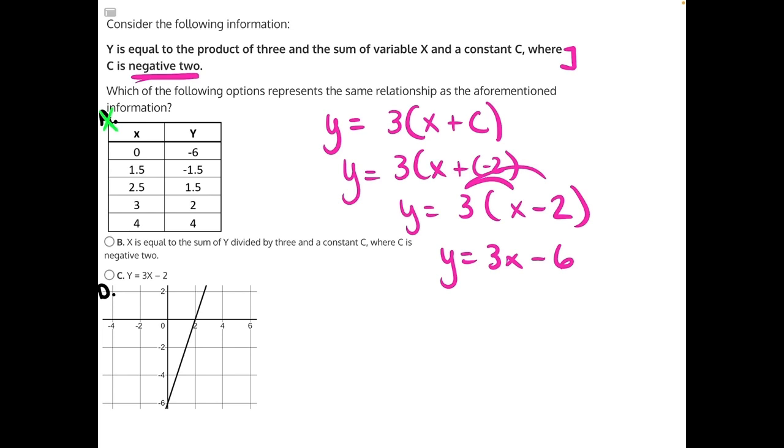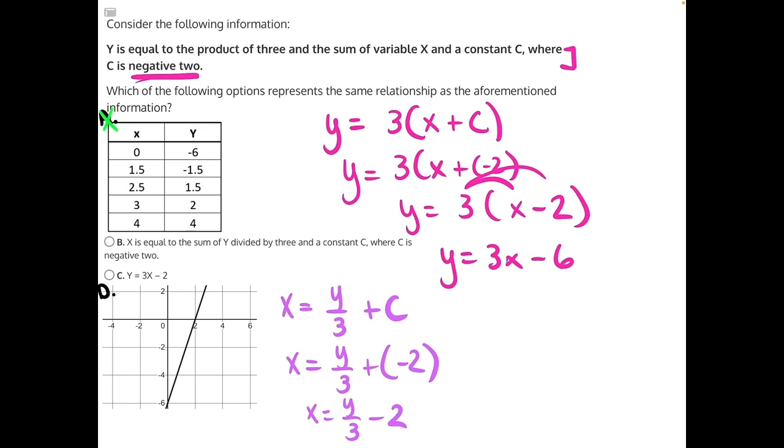For answer choice B, we just need to translate another sentence into a math equation. X is equal to the sum of y divided by 3 and the constant c, where c is equal to negative 2. Now let's go ahead and plug that back in. X is equal to y over 3 plus negative 2. Again, adding a negative is the same as subtracting a positive. So here's our equation, and we need to rearrange it so that we isolate y, and that way we can compare our two equations. So I'll bring this over here.